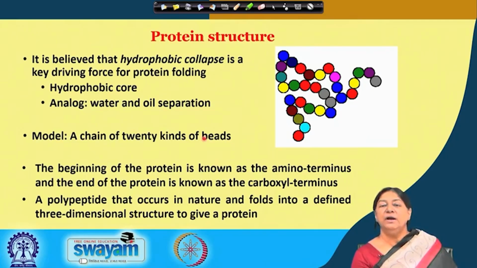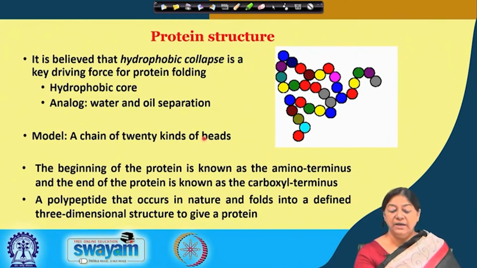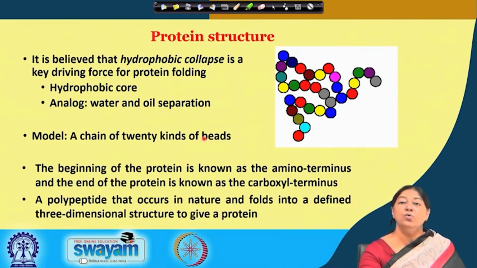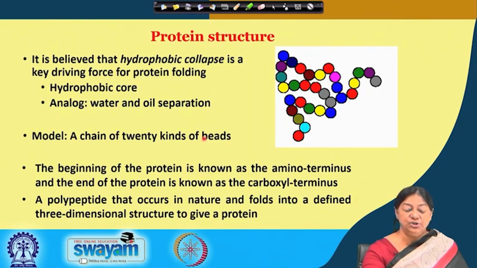What do we mean by a hydrophobic amino acid? A hydrophobic amino acid is one that has only carbon and hydrogen in its side chain. If it is so, this would tend to be away from the water. So, what would happen? It would tend to be in the core of the protein. We will look at this in a bit more detail in the next lecture.